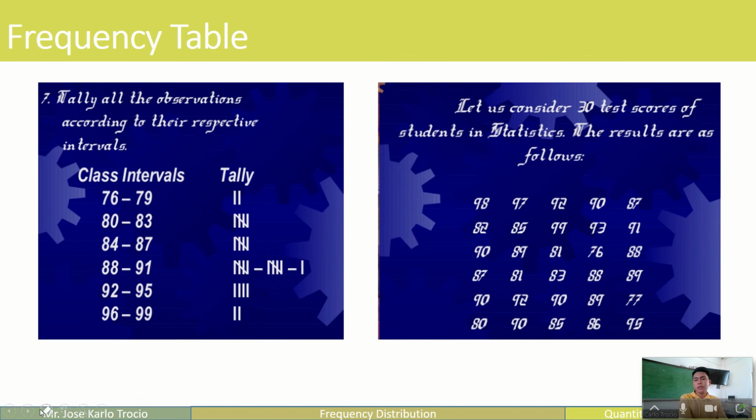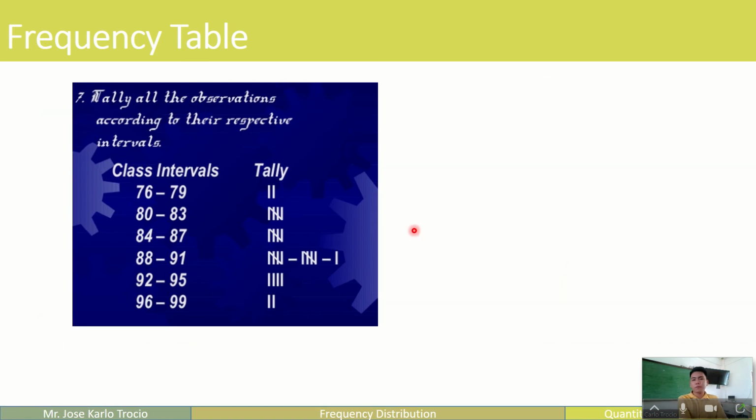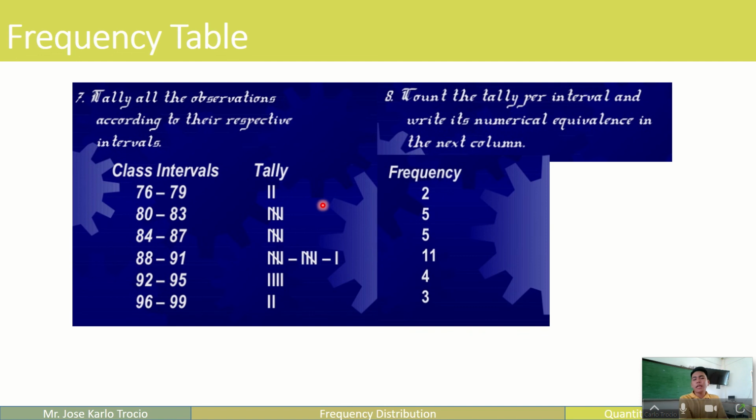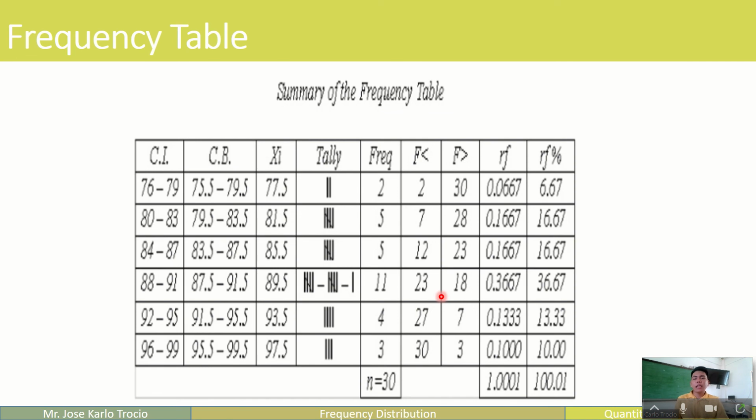Okay. Next, you are going to find the frequency. Since you already have the tallied number of data, you can convert it now to a number form. So 2, 5, 5, 11, 4, and 3. Make sure to check if your frequencies are correct. You are just going to add all of these and it should be equal to 30. And this is now the final step in creating the frequency table.